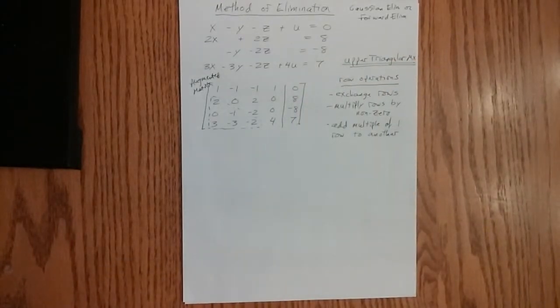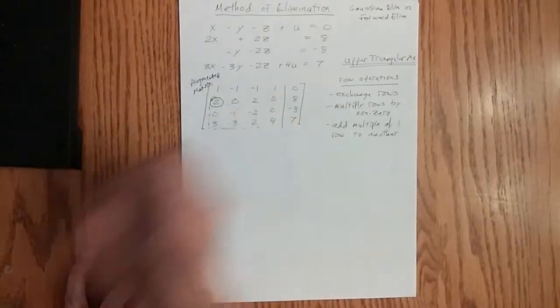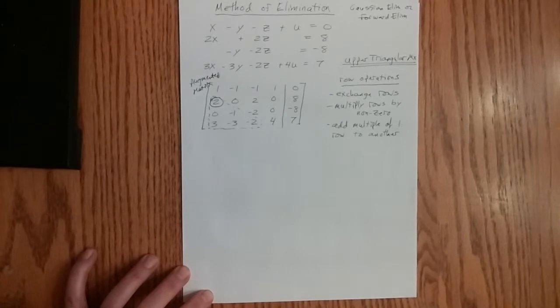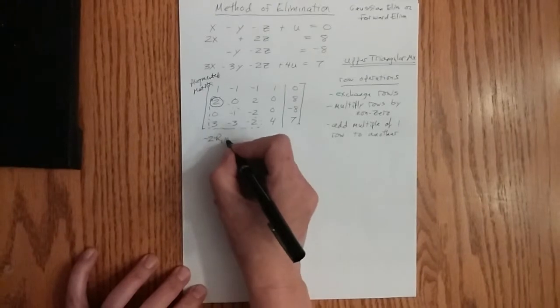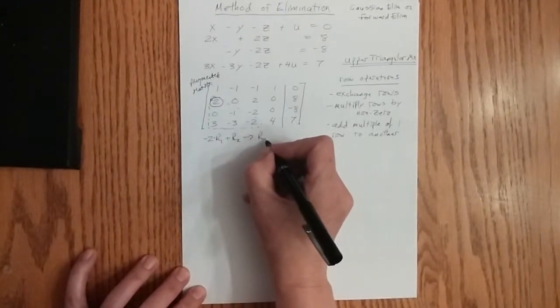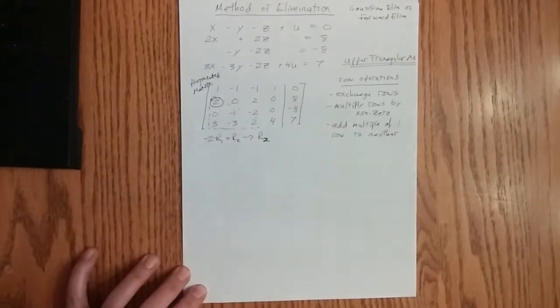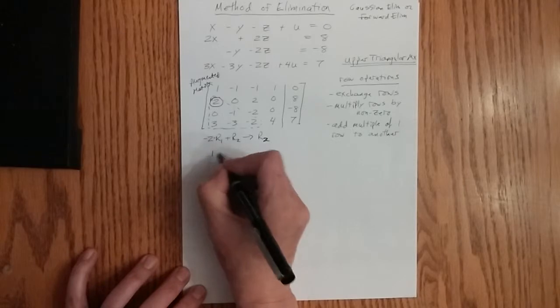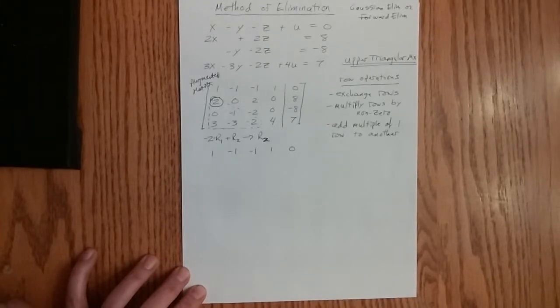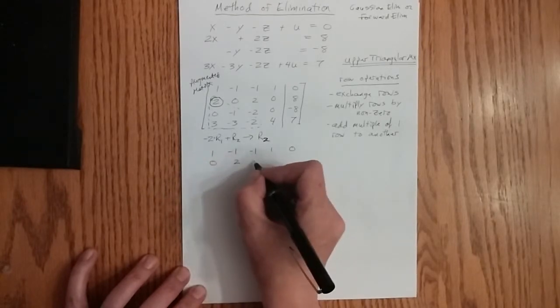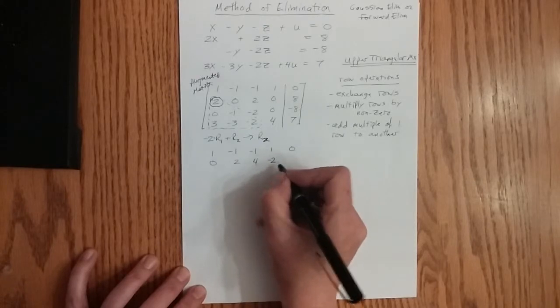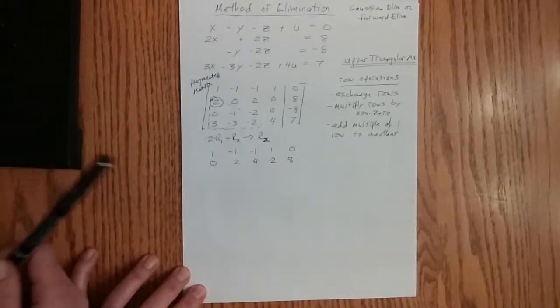Okay, so let's perform our first row operation. We would like to get a 0 in the 2,1 spot coefficient. To do that, we can take -2 times the first row and add it to the second row and replace the second row. So the first row isn't going to change. I'm going to copy that as it is. The second row is going to become 0, 2, 4, -2, and 8.